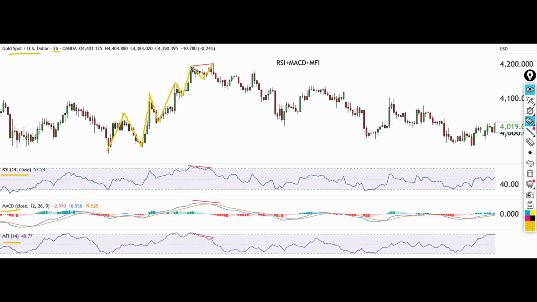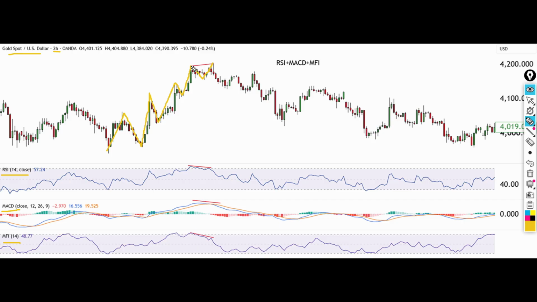For the same corresponding high, if you see the RSI indicator, it is generating a lower high. So there is a divergence in the market. This divergence is called bearish reversal divergence. Now, to make our analysis stronger, we are using 2 more indicators, MACD and money flow index.